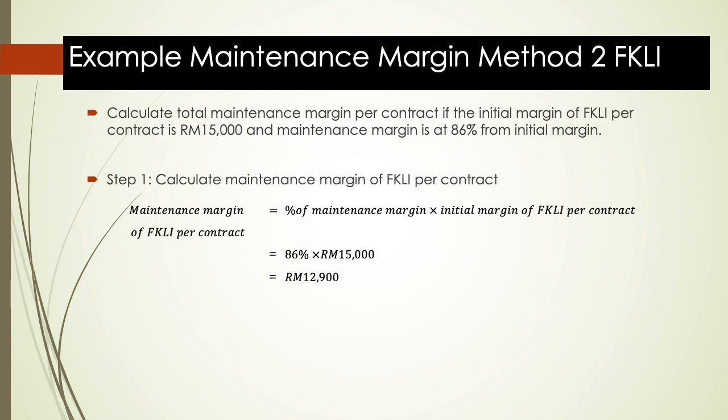This is an example of maintenance margin method 2 for FKLI. Calculate total maintenance margin if the initial margin is 15,000 and maintenance margin is at 86% from initial margin. So you take 86% times 15,000, so you get 12,900. This is an example of maintenance margin method 2 for FMG. Calculate total maintenance margin if the initial margin of FMG per contract is 20,000 and maintenance margin is at 86% from the initial margin. So 86% times 20,000, which is the initial margin per contract, you get 17,200.